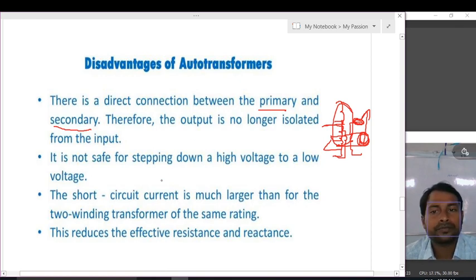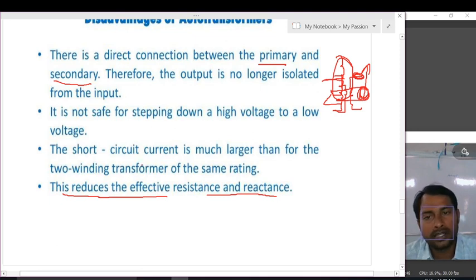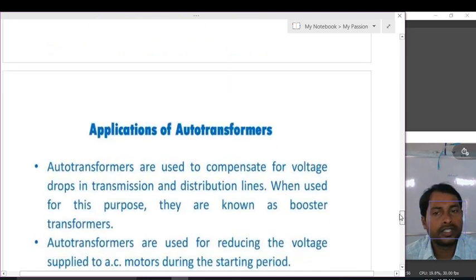And the next one, short circuit current is much larger than in the two winding transformer. If a short circuit takes place in the auto transformer, it cannot be safe for a longer time. And I already explained that one. If primary winding fails, secondary winding will work like that. This also reduces the effective resistance and reactance, because it is conductively connected and only a single winding is there. That's why resistance and reactance will be reduced. These are the disadvantages of the auto transformer.